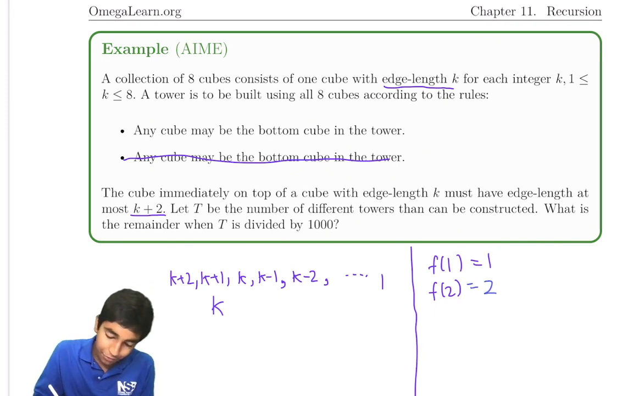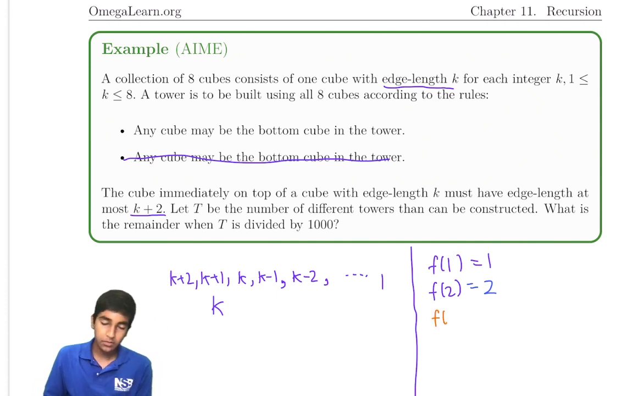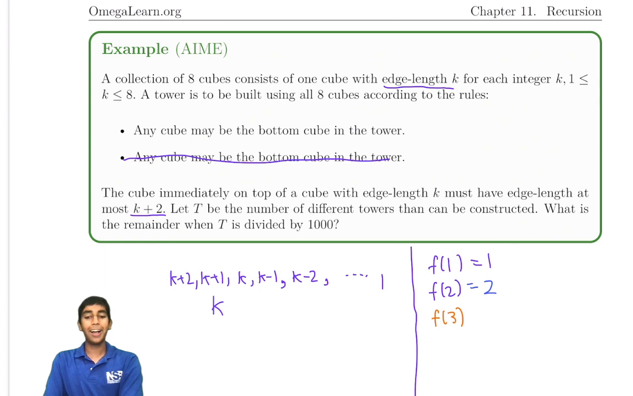Now what about f of 3? F of 3 is where it starts to get a little bit tricky. So from here, let's try to find the recursive equation. Okay, what is the recursive equation in this case? How can we find it?